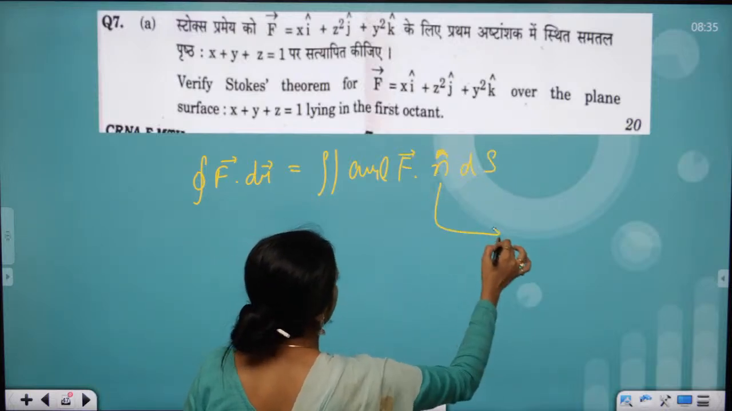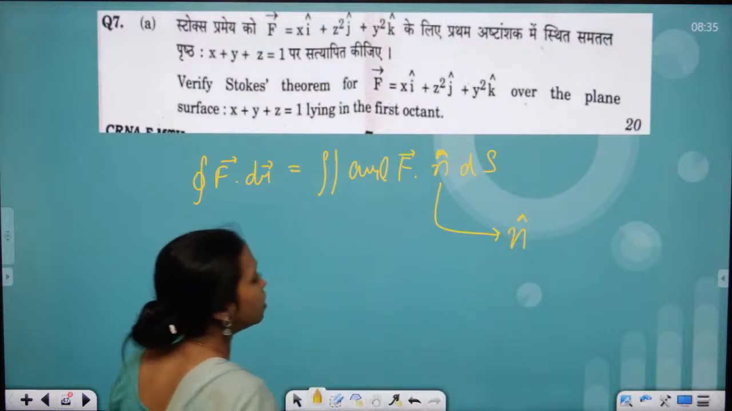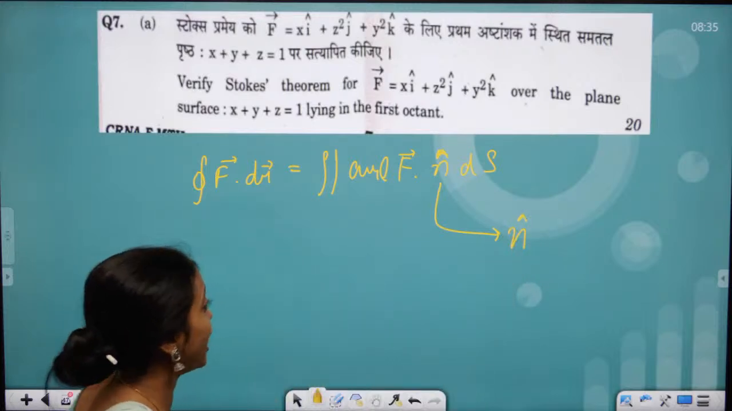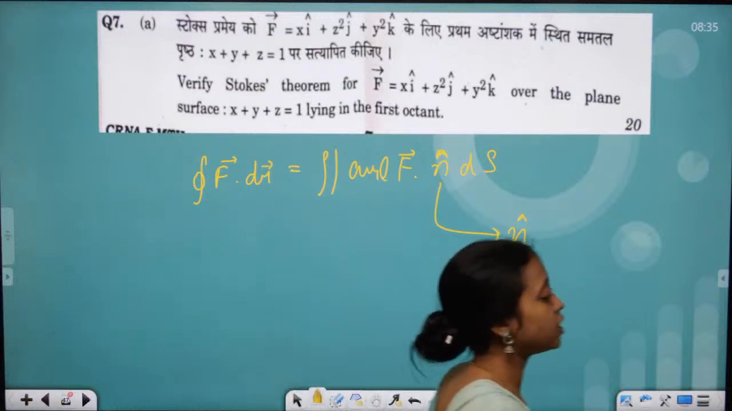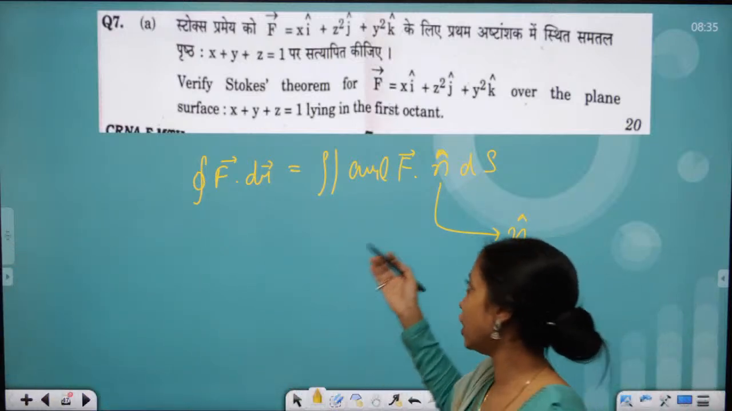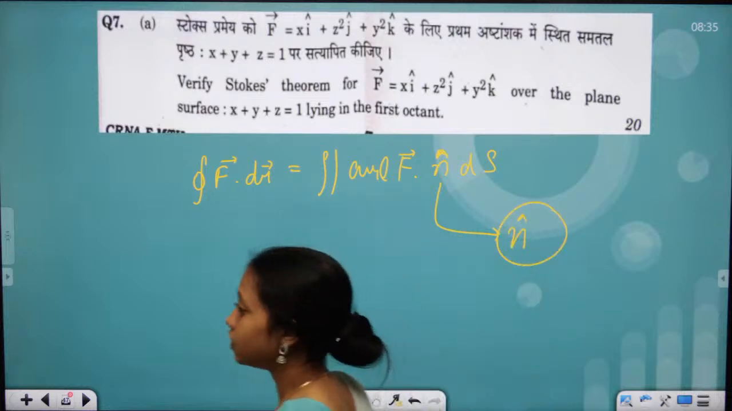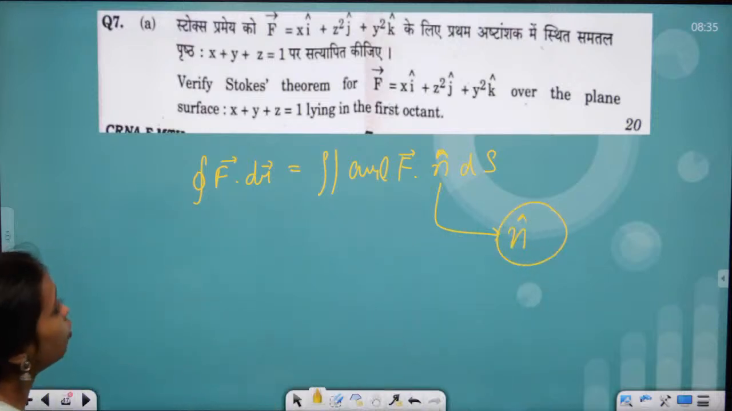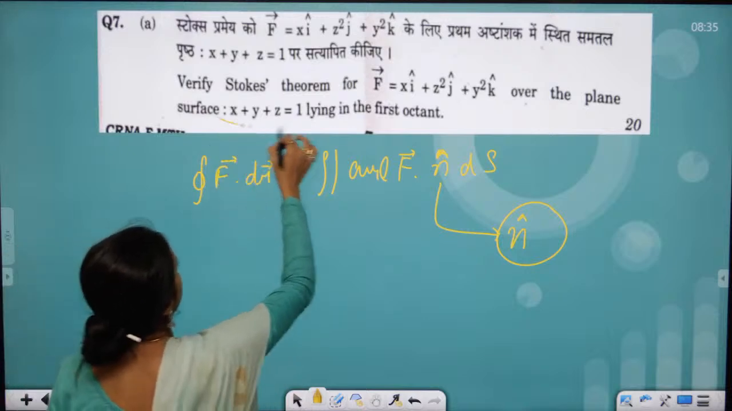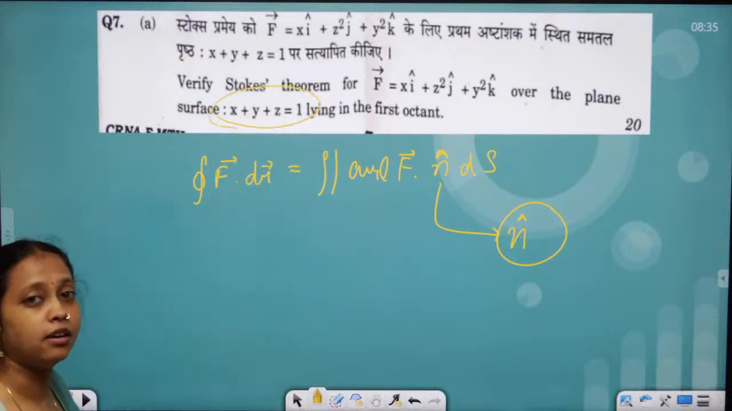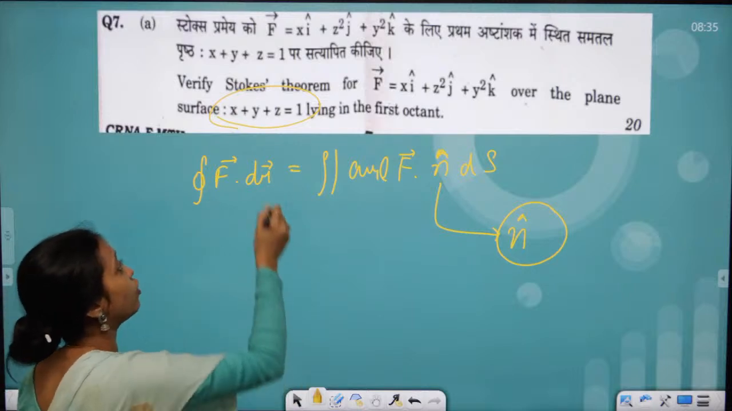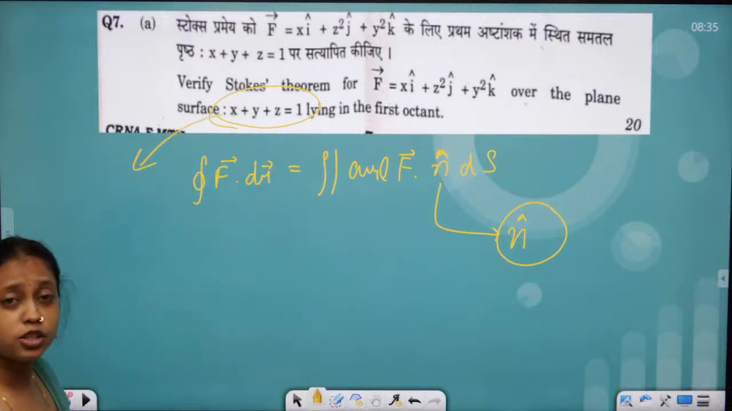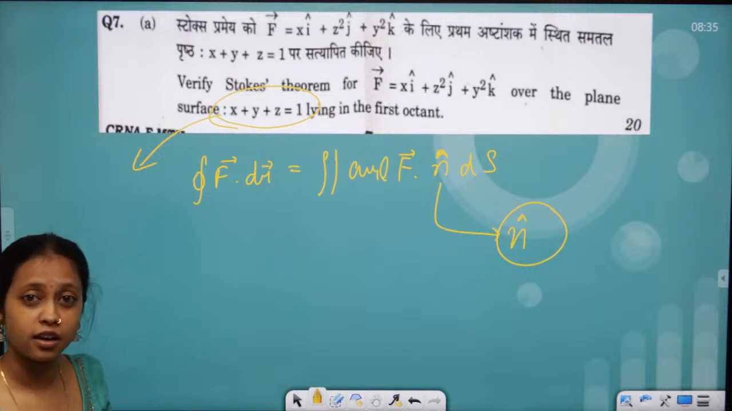Now students struggle a lot with this n cap. The whole theory of these theorems is difficult because you cannot find your n cap. But see the question. What is your surface? A plane. I have done in the class even the question of an ellipsoid. This was just a simple plane.